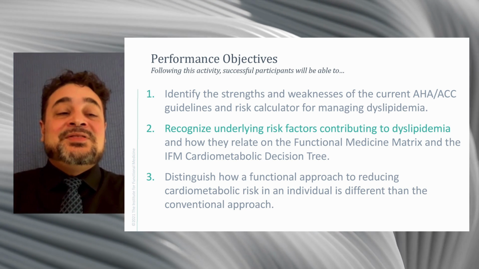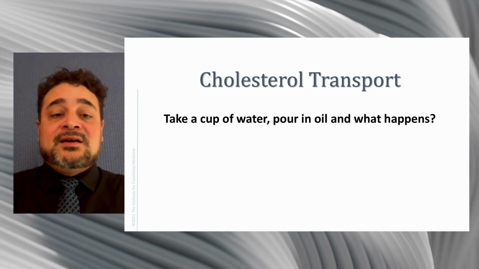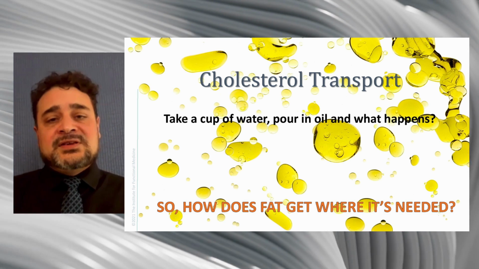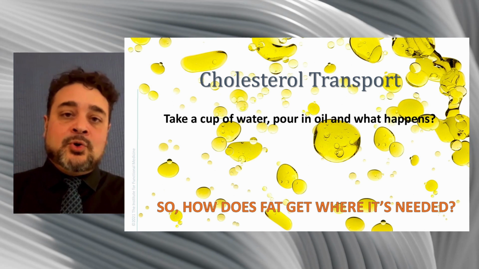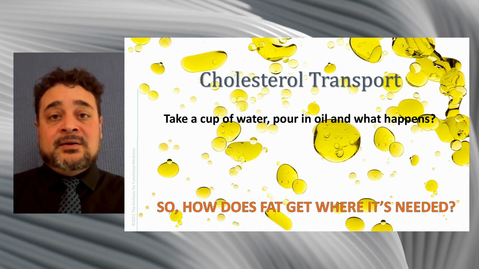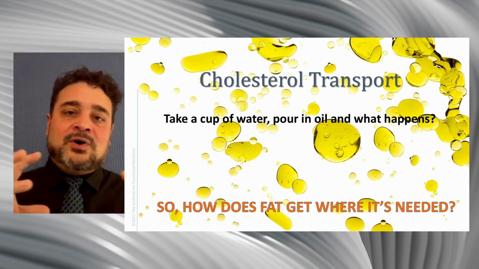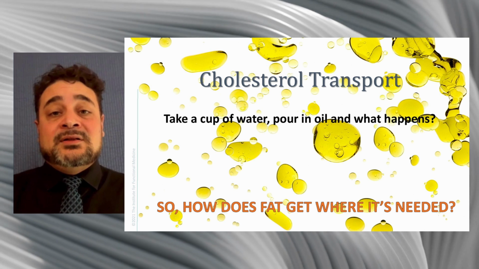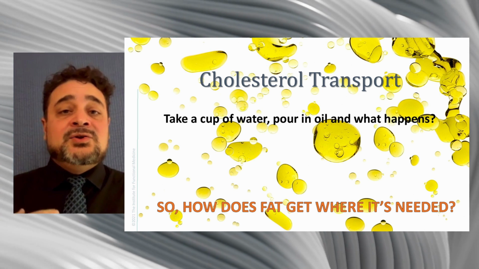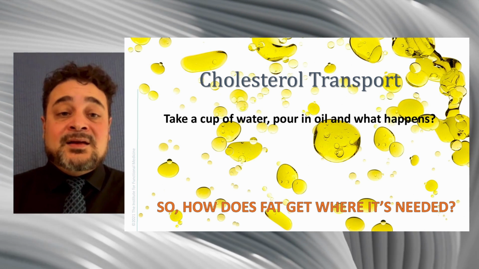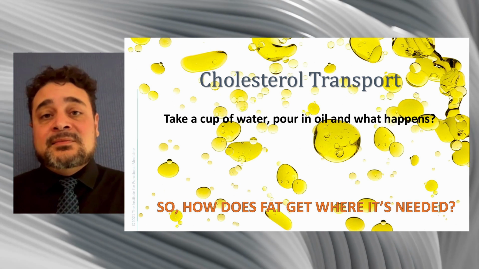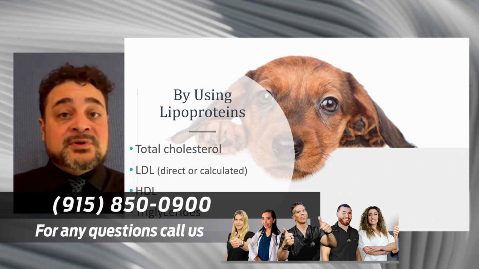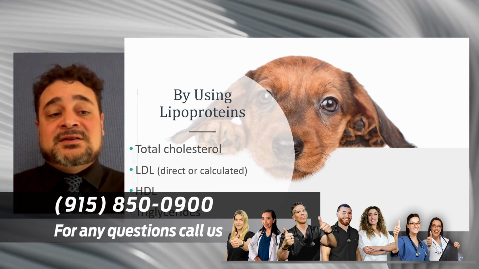And now let's get to the second performance objective, which is recognize underlying risk factors contributing to dyslipidemia. If you take a cup of water and you pour oil in it, what is going to happen to that water? It is going to separate. The oil and water will separate because oil or fat does not mix well in water. But you need fat for your brain. You need fat for life. So how does fat go from your blood to the rest of the body? Well, it uses lipoproteins, and that's part of the transport system in functional medicine.